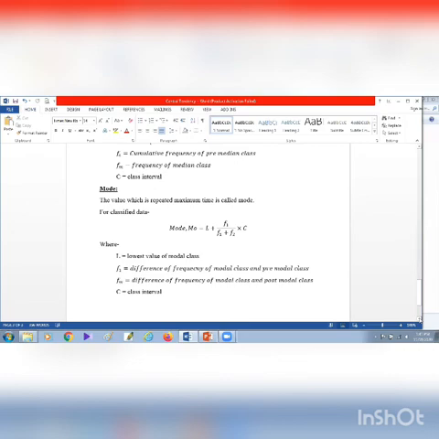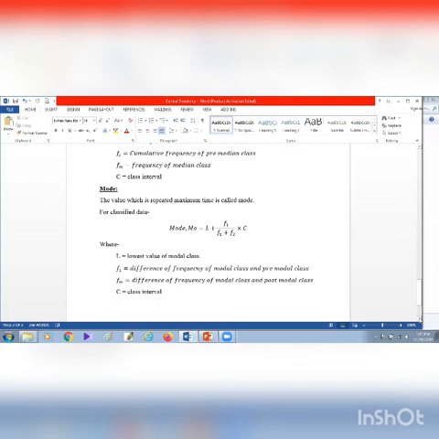And for classified data, mode is normally denoted by Mo, which is L plus F1 divided by (F1 plus F2) into C, where L is the lowest value of the modal class, F1 is the difference of frequency of the modal class and pre-modal class, F2 is the difference of frequency of the modal class and post-modal class, and C is the class interval.